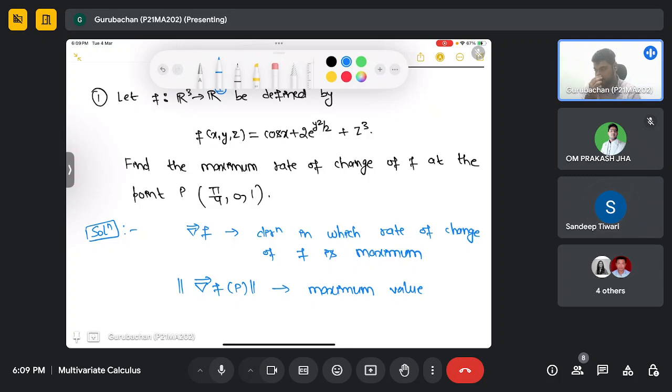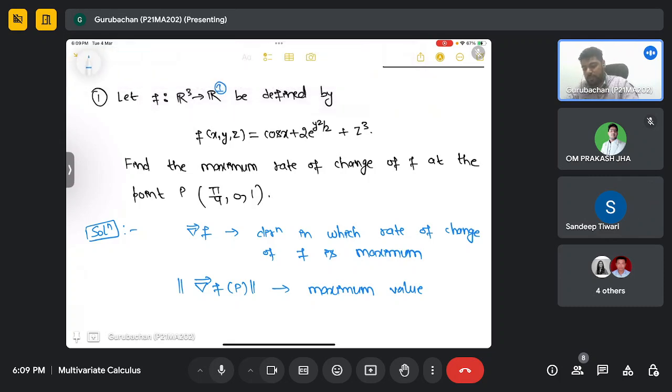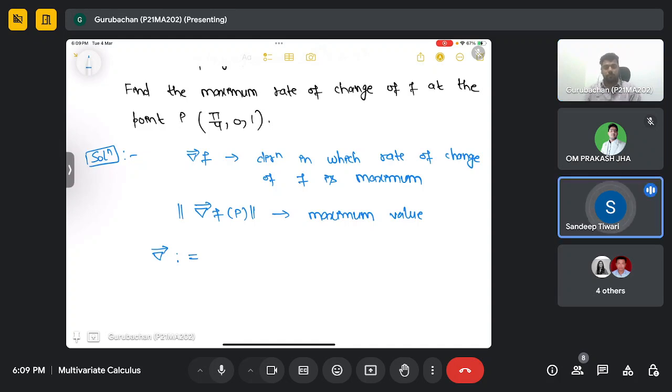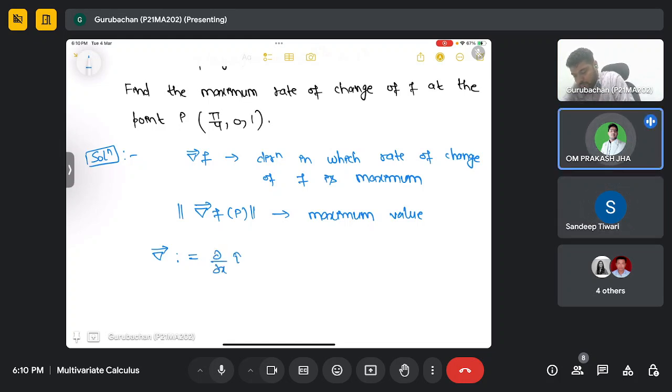I think this is not the answer. Let's see. Now the natural question arises, what does del represent and how is it defined? Anyone? It is i cap del by del x plus j cap del by del y plus k cap del by del z.